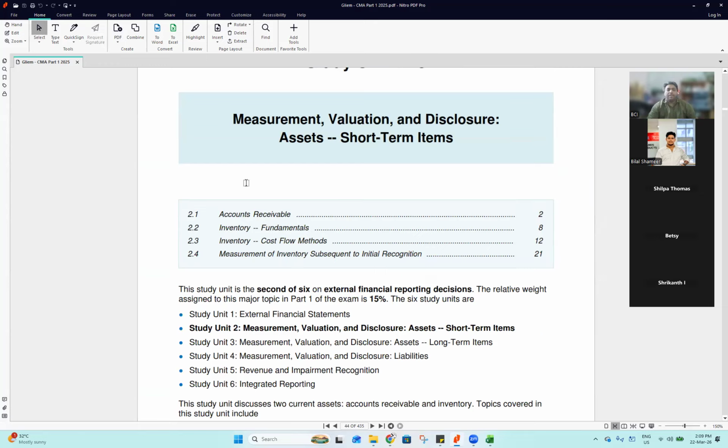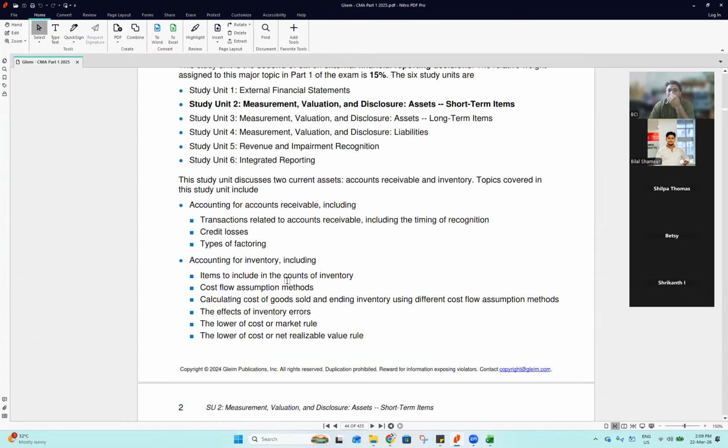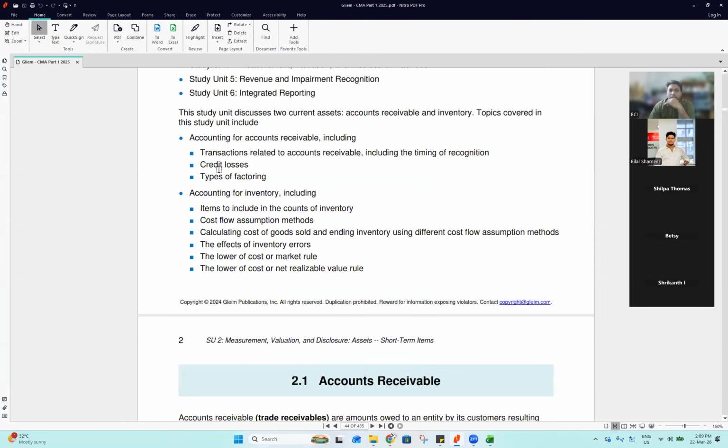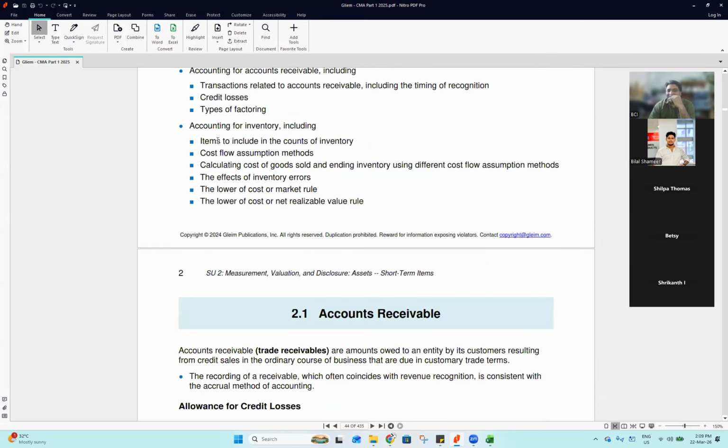Now, we are going to discuss the biggest items in the current assets, the biggest items in the balance sheet, which are accounts receivable and inventory. Clear? In any company, if it's a service-oriented company, the majority of your current assets will be in accounts receivable. Or if it's a trading company, you will have amounts in receivables as well as inventory. Now, coming to the receivables part, here we'll be discussing credit losses, accounting for factoring, and all those things. Then for inventory, we'll discuss different cost flow assumptions and those things.